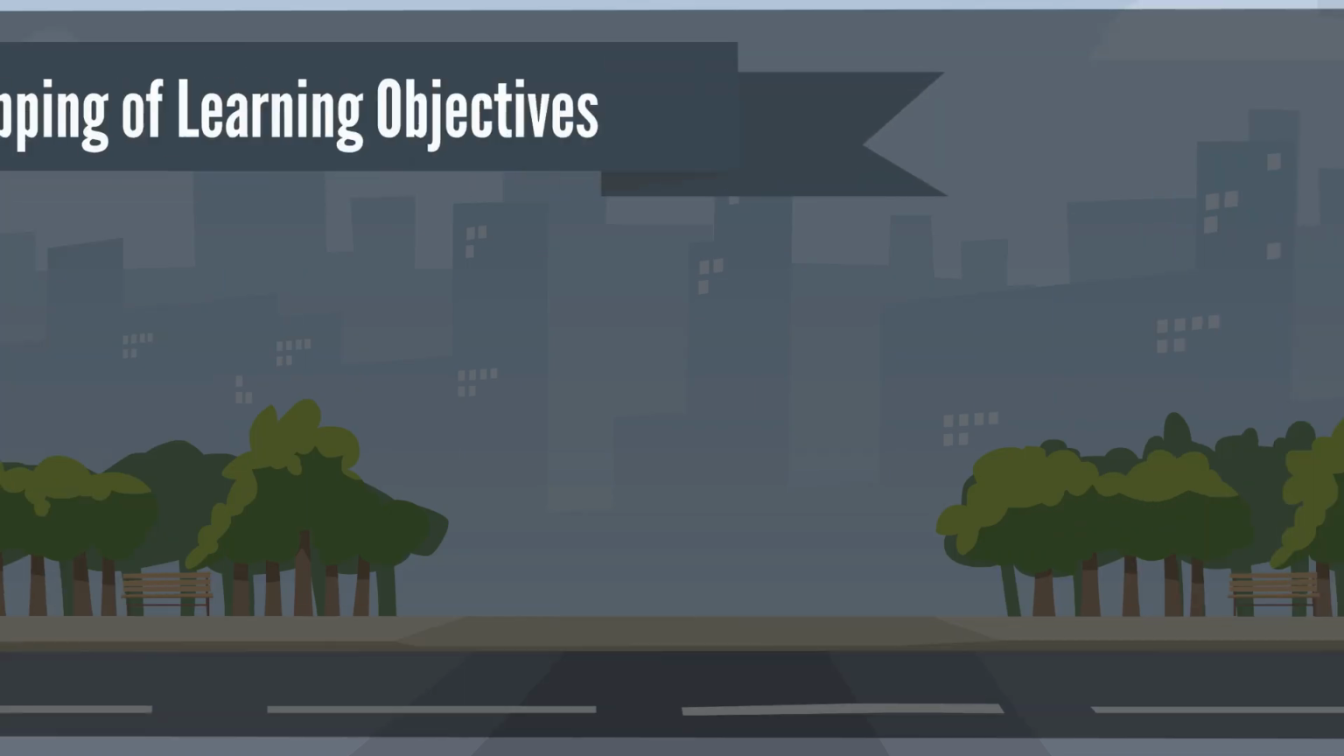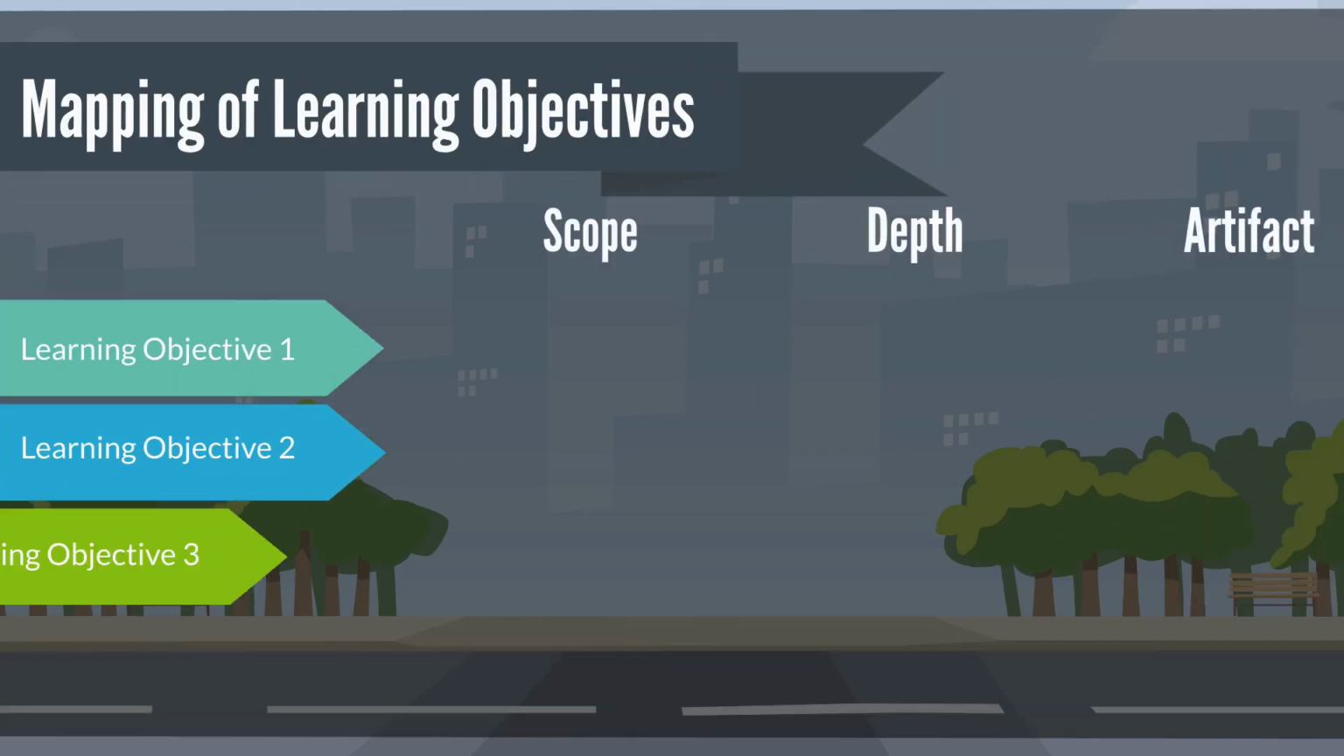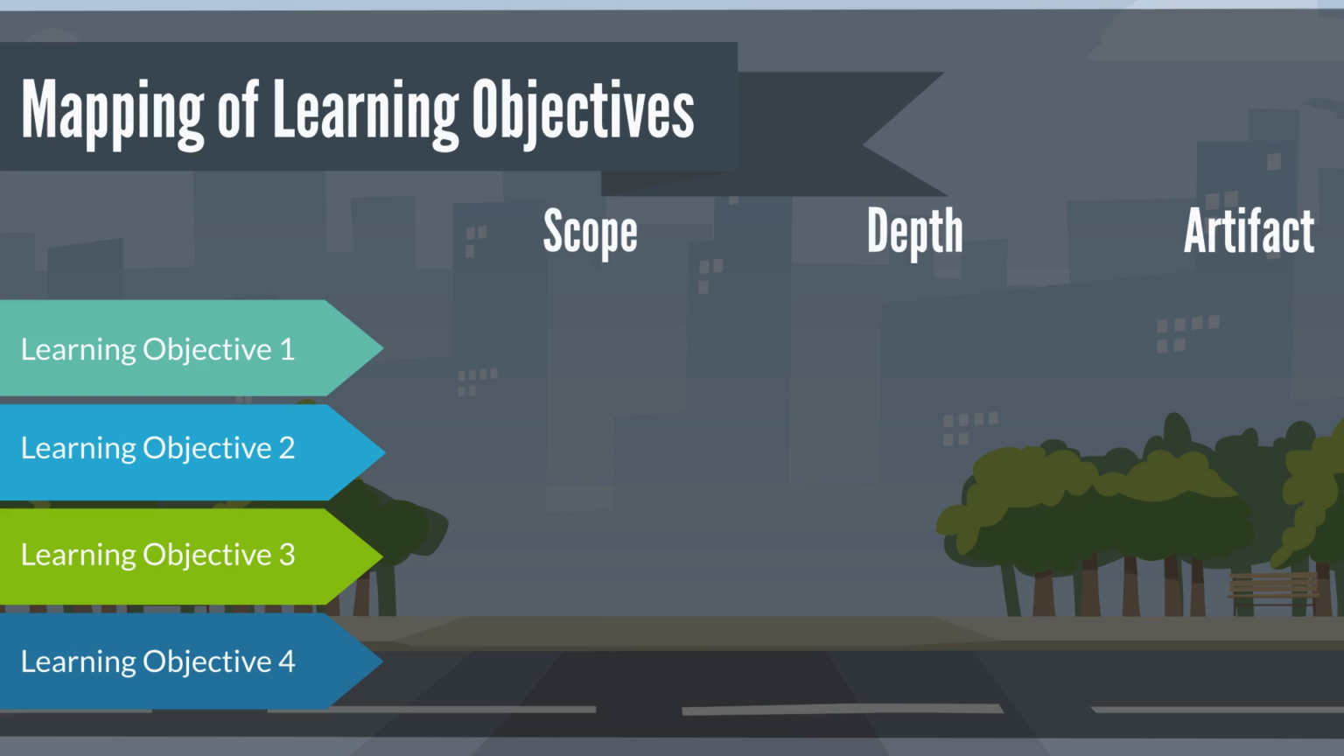When you are mapping your learning objectives with the questions in your classroom assessment, you can create a table like this one. On the rows of the table, you can put your learning objectives. In the columns, you can specify the scope and depth of each of the learning objectives specified in each of the rows. In the artifact column, you can specify the type of students' work that best aligns with the scope and depth of your learning outcome.